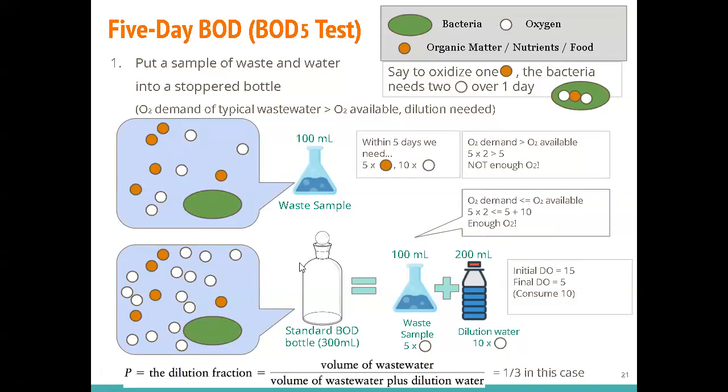Okay, so now you have the standard BOD bottle, which is 300 milliliter. Put them inside this bottle and wait for 5 days. Okay, and you need to do the calculation with the dilution fraction. What is the dilution fraction? The volume of the wastewater, which is 100, over the total volume of wastewater and dilution water, which is 300. So 100 over 300, 1 over 3. You have diluted that by 1 over 3.